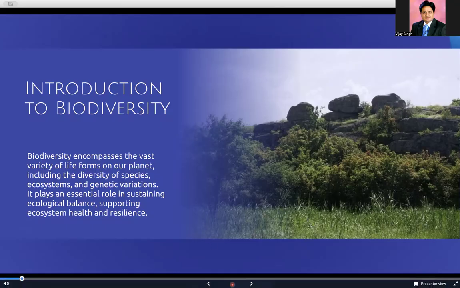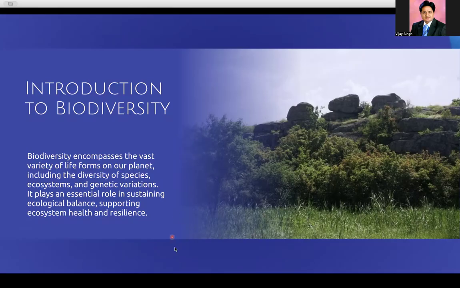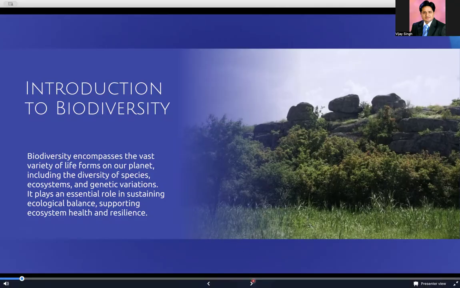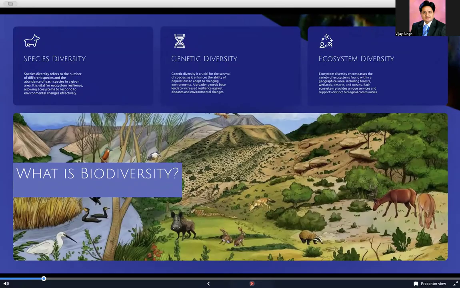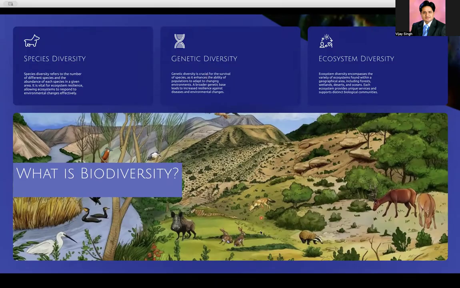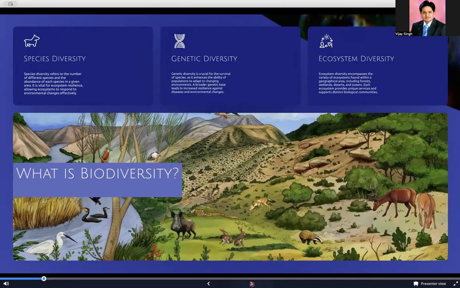In today's lecture, we'll be talking about biodiversity, what is biodiversity, and how it plays a very essential role in sustaining ecological balance, supporting ecosystem health and resilience. So, what is biodiversity? Well, there are three levels. You have species diversity, genetic diversity, and ecosystem diversity.